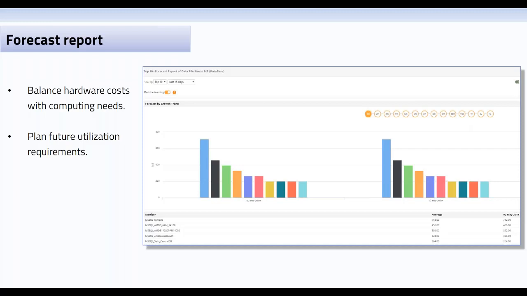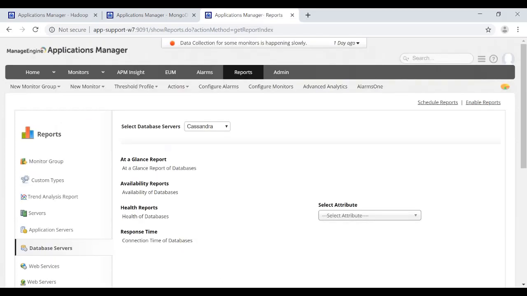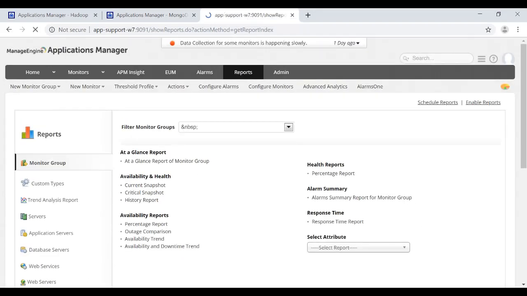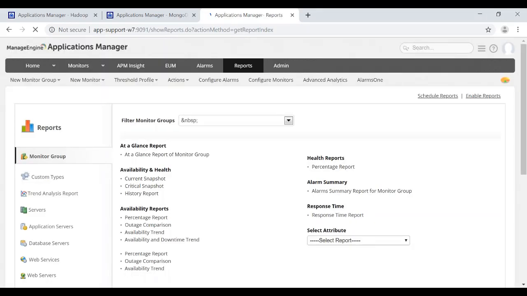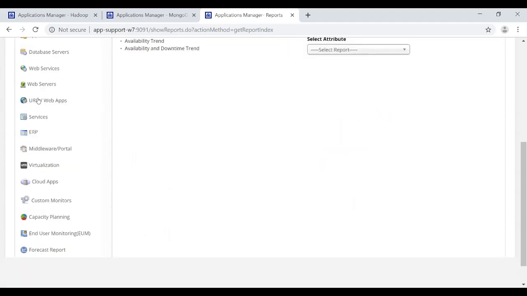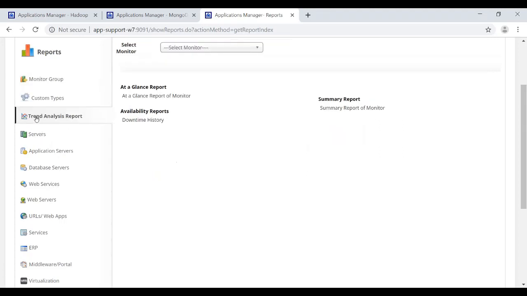Going back to the product one last time, we'll just analyze a few analytical capabilities right here. If you can follow my cursor, I just clicked on the reports tab, and right here on my left I can see a list of various types of reports. These reports can be accessed for individual attributes across different modules, that is servers, application servers, databases, and so forth. Let me just begin with the trend analysis report.